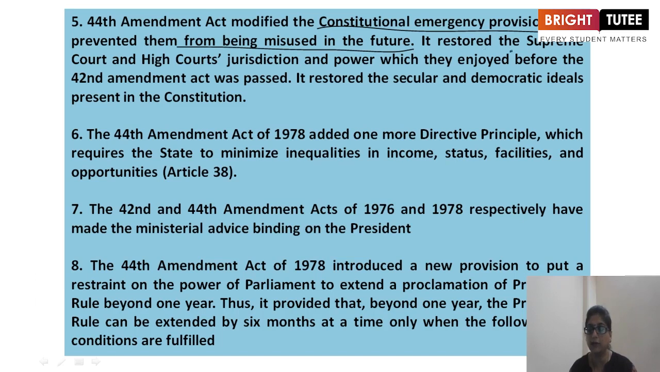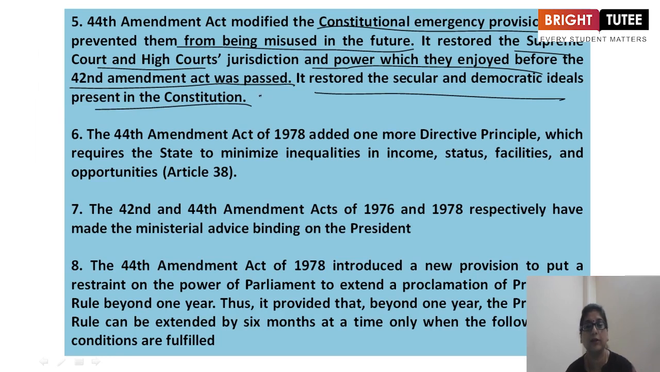And it restored the Supreme Court and High Court's jurisdiction and power which they enjoyed before the 42nd Amendment Act was passed. It restored the secular and democratic ideals in the present constitution. And the 44th Amendment Act of 1978 added one more directive principle which requires the state to minimize the inequalities in income, status, facilities, and opportunities. That is Article number 38.